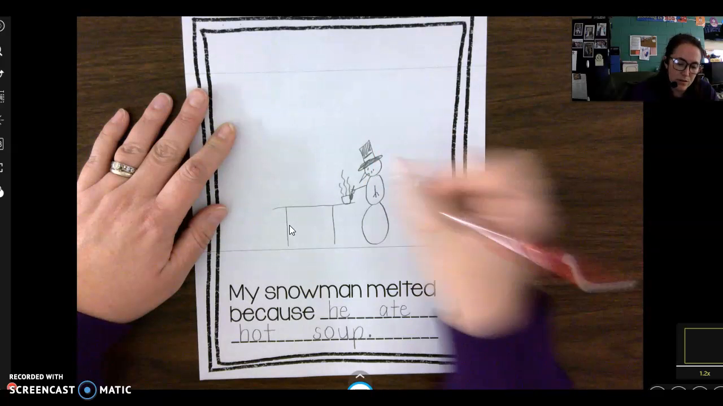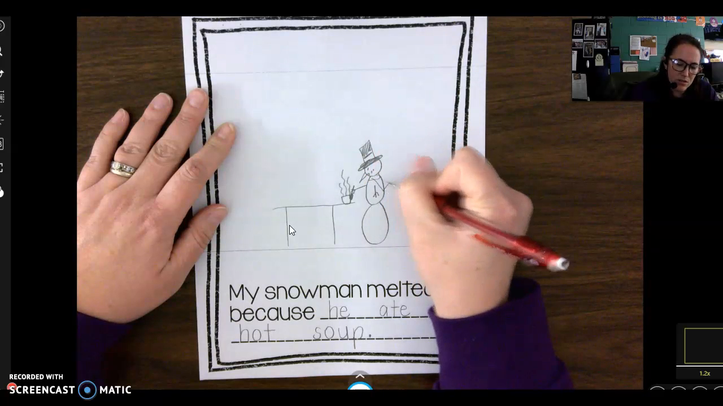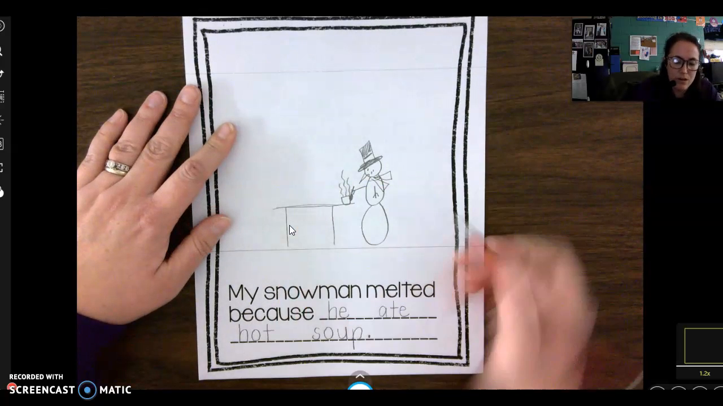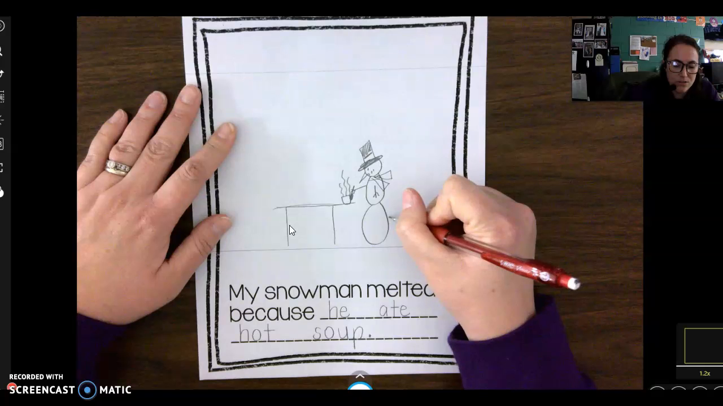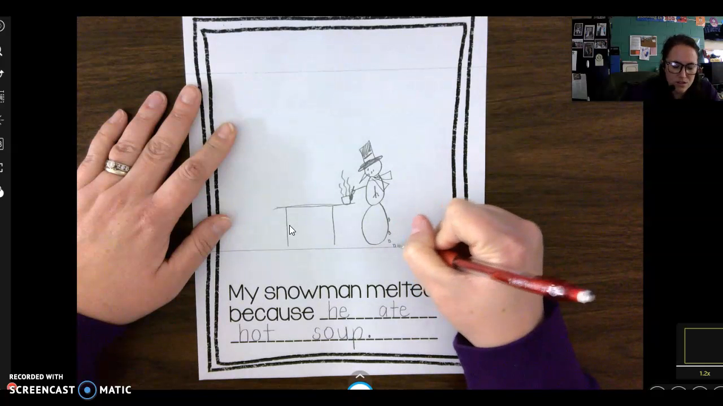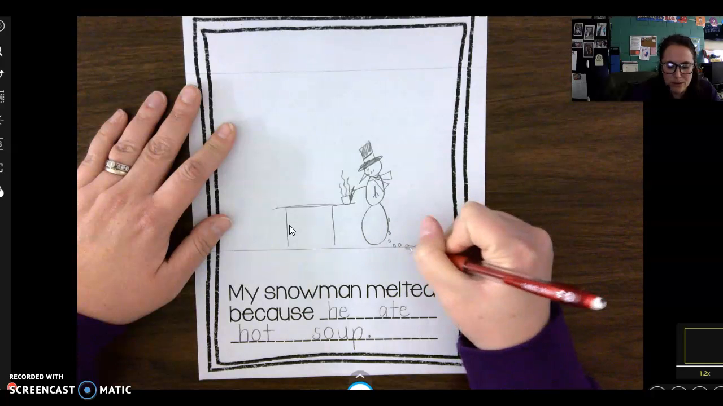So there's my snowman. I better get him a scarf. He's eating his hot soup, so that's going to make him melt. I'm going to even draw some little drops of water starting to come off of him to show that he's starting to melt, maybe a little puddle on the floor.